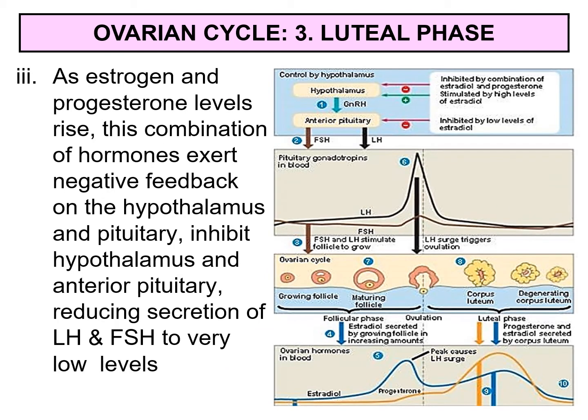As estrogen and progesterone levels rise, this combination of hormones will form negative feedback on the hypothalamus and pituitary. So the negative feedback will inhibit the hypothalamus and anterior pituitary. Thus, it will reduce secretion of LH and FSH to a very low level. Itu sebab dia akan turun. Yang ini penting sebab kita nak prepare for fertilization and implantation.